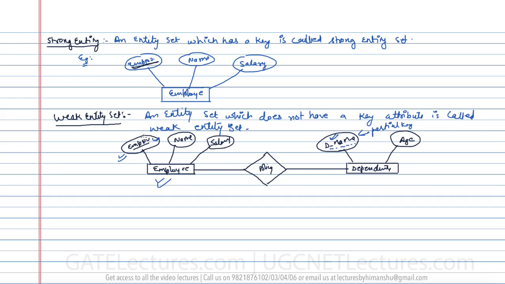But if I give you a dependent name, like if the father's name is, assume, ABC and he's having a son or daughter, those are dependents on him, or you can say the wife is also dependent on him. So his family members are dependent. Given an employee, you can easily uniquely identify all the dependents, but given only the dependent names, you cannot identify the dependents uniquely. So you can see these dependents are depending on this employee. So this entity is a weak entity.